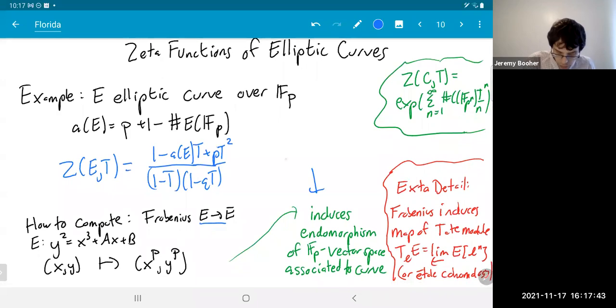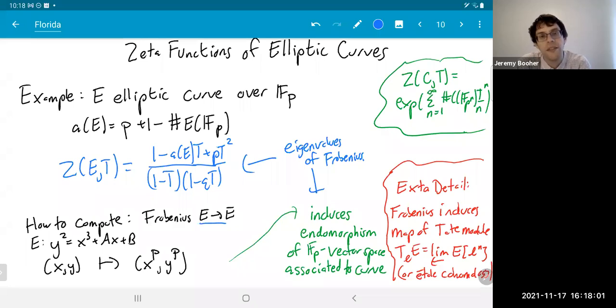And so in particular, if you want to compute the zeta function of the elliptic curve, what you do is you think about what the Frobenius does to one of these vector spaces. In particular, you really want to understand the eigenvalues of the Frobenius. The numerator of the zeta function turns out to be the reversed characteristic polynomial of the Frobenius operator. Right. So the thing to take away from this is I really want to look at the eigenvalues of Frobenius to compute a zeta function.